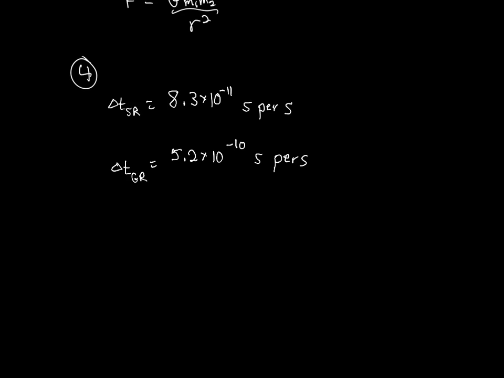To figure out these time errors, in part A, the total time error due to special relativity, I'll call it delta T SR, is equal to the time error, 8.3 times 10 to the negative 11 seconds per second. And if I want to get that time error over the course of a day, I'd multiply that by the number of seconds in a day. And then it'll stack up all the little uncertainties. So how many seconds are in a day?